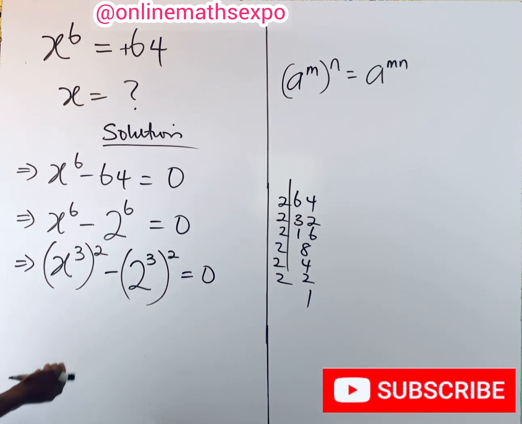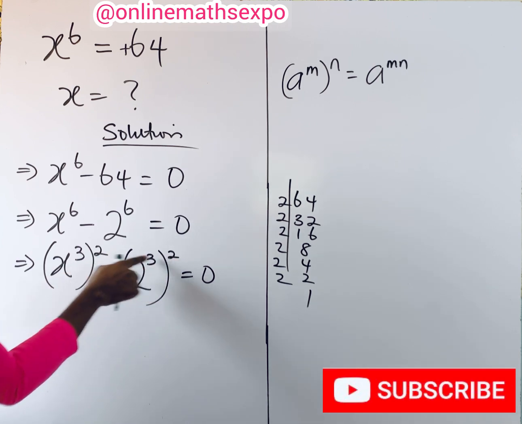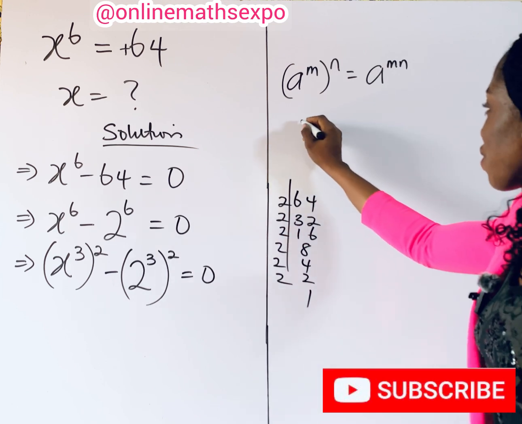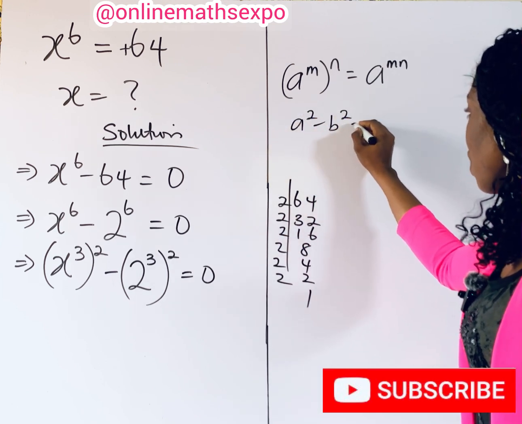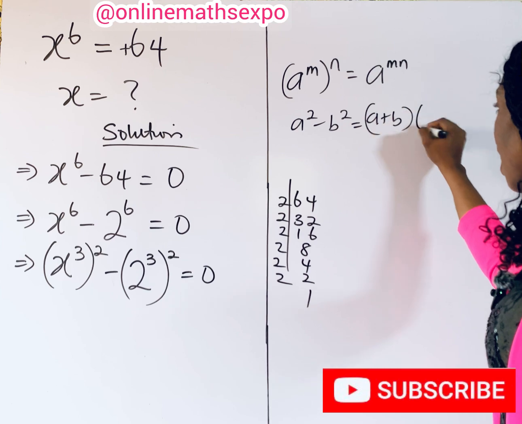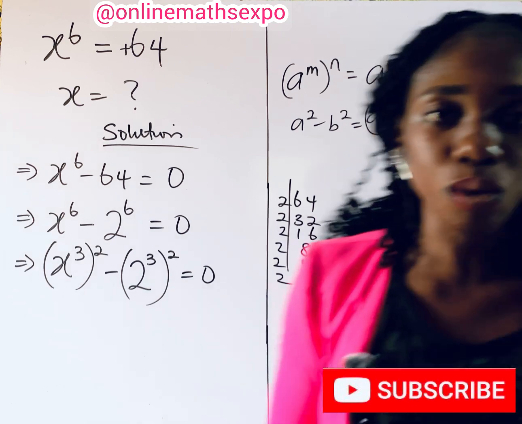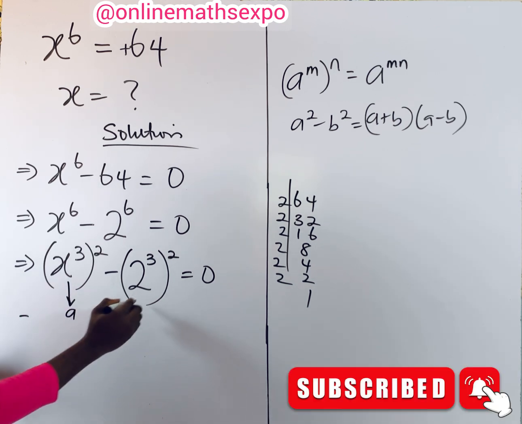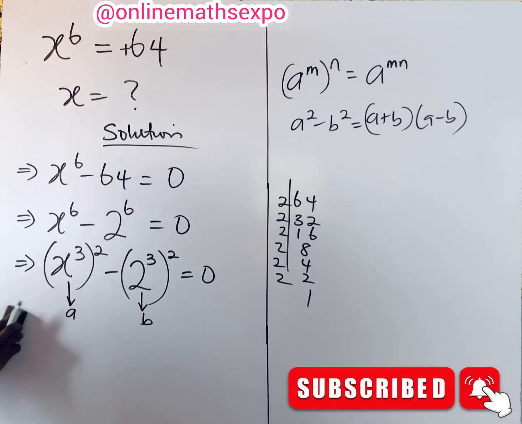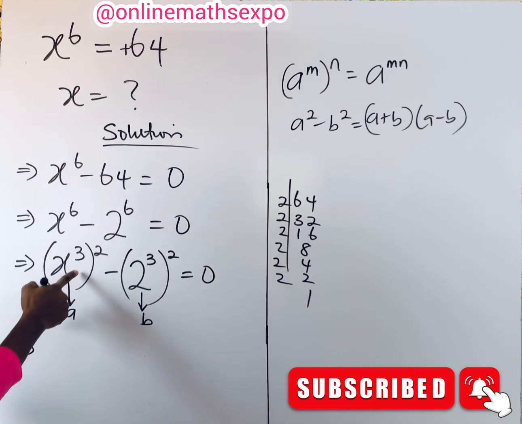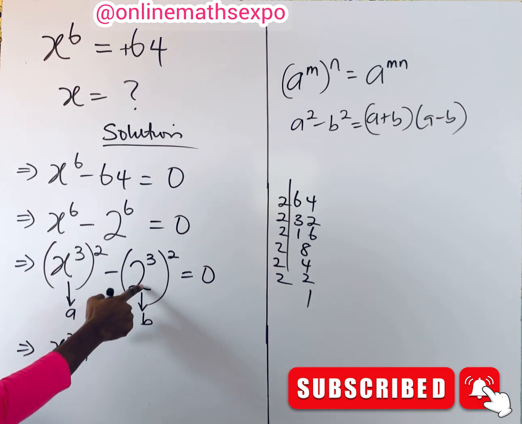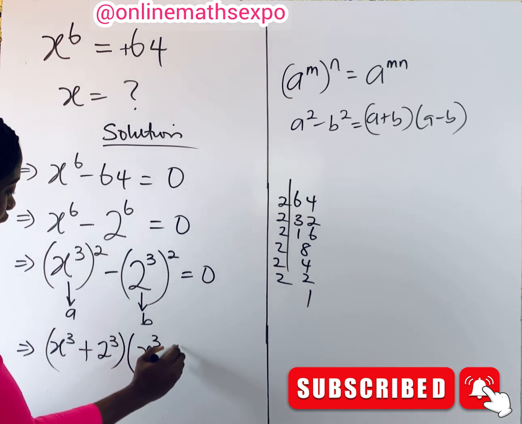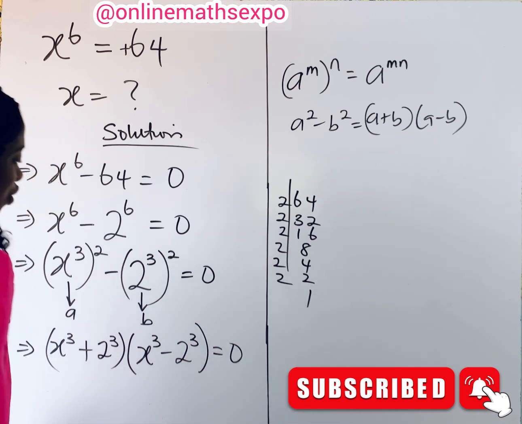Now, you observe carefully that this is leading you to a difference of 2 squares. Just watch. Let me remind you of the formula for the difference of 2 squares. It says a squared minus b squared is equal to a plus b and a minus b. Applying this, we can say that this is our a and this becomes our b. So let's apply it carefully. We are going to have x cubed plus 2 cubed, then into x cubed minus 2 cubed, and everything is equal to 0.